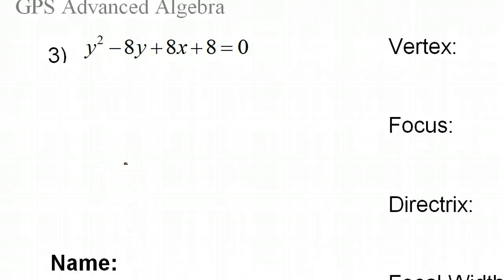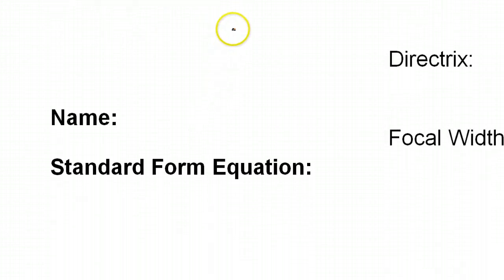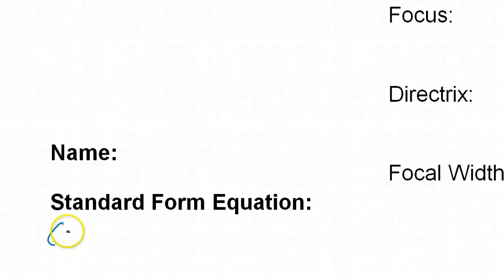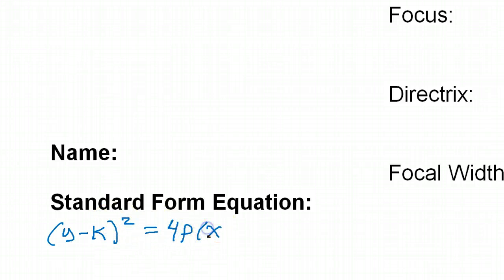So number 3. At a glance, we should know that this is a parabola. Why? Because y is squared, but x is not squared. When only one variable is squared, it's a parabola. That lets us know that we are shooting for this type of equation. And since y is squared, for my standard equation I'm thinking like this: y minus k squared is equal to 4p times x minus h. This is the shape that we're looking for.